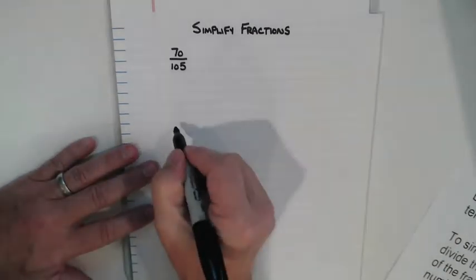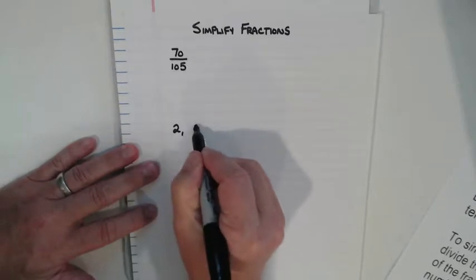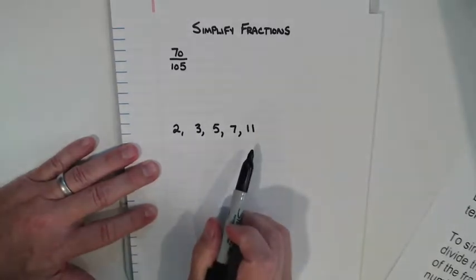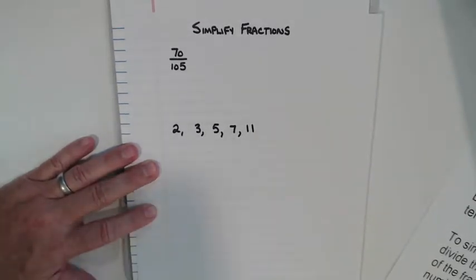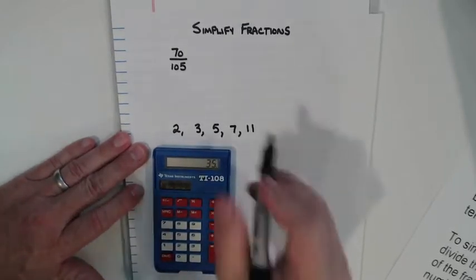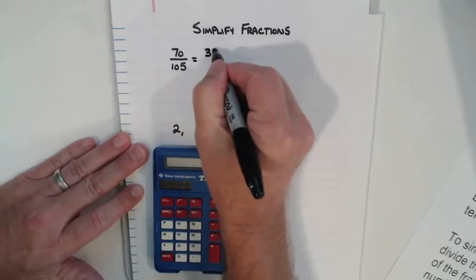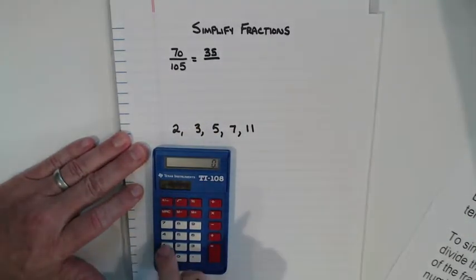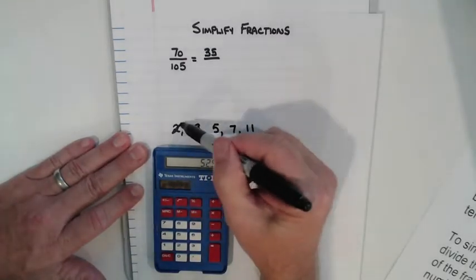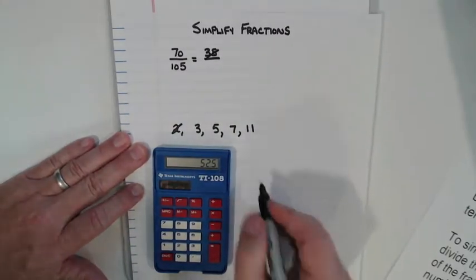Let's try another one. I've got 70 over 105. I'm going to use my same numbers again. 2, 3, 5, 7, 11. We're going to use these until they don't work anymore. Let's try 2. Take out my calculator. 70 divided by 2. Hey, it's working for the top number. Let's see if it works for the bottom number. 105 divided by 2. Nope, got a decimal. 2's not working. It only worked for the top one, so I'll mark through that.